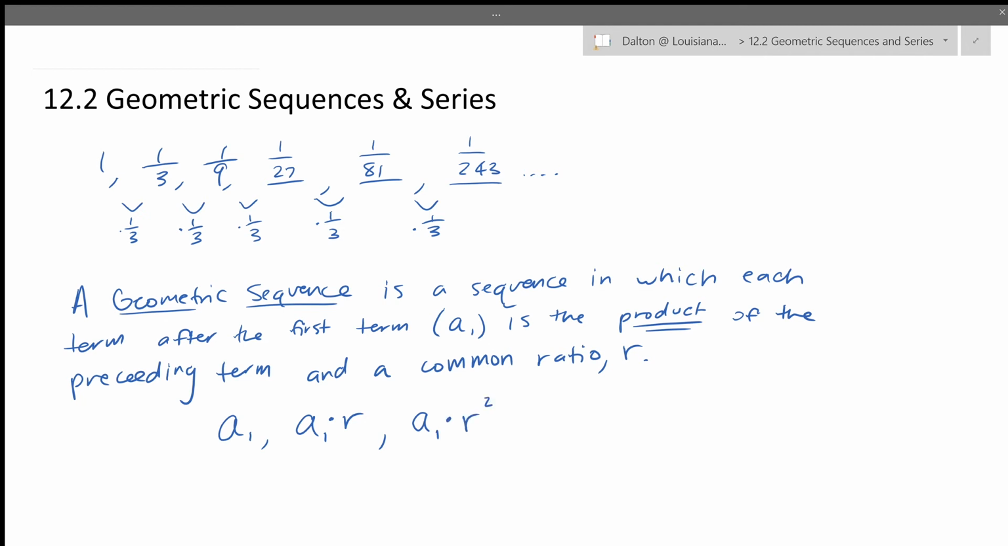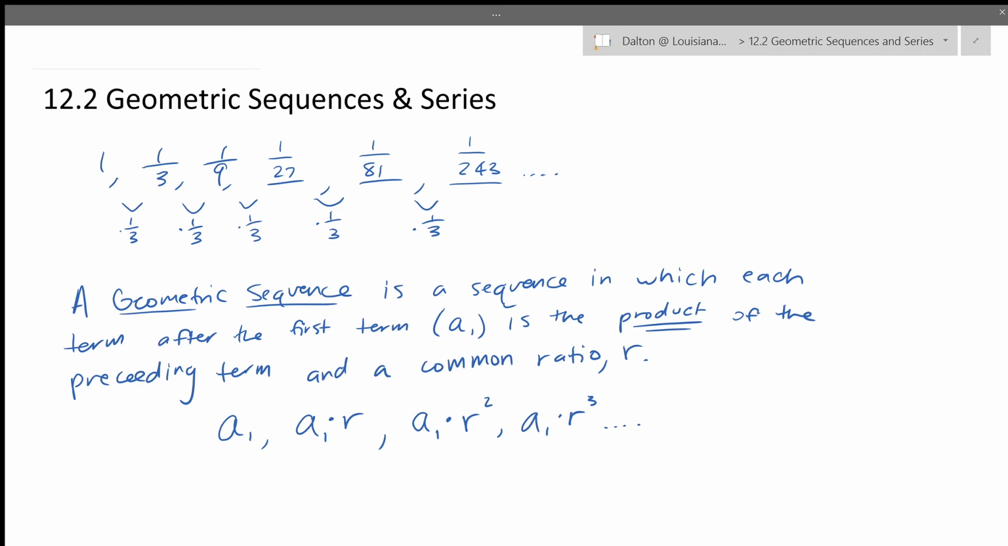So the idea is to write each term by way of your first term times your ratio to the next power. So your first term is like a1 times r to the 0 power. Second term is r to the first. Third term is r to the second. Fourth term would be a1 times r cubed. And then this will continue.